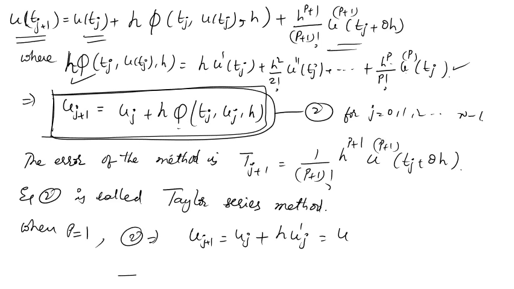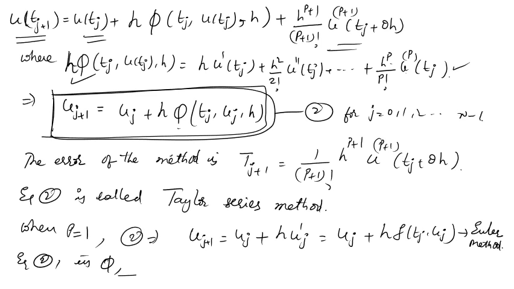But what is u dash? The function using the differential equation. What is this? f of tj comma uj, which is Euler method, right? When p equal to 1, Taylor series method becomes Euler's method. Okay, now to equation 2.